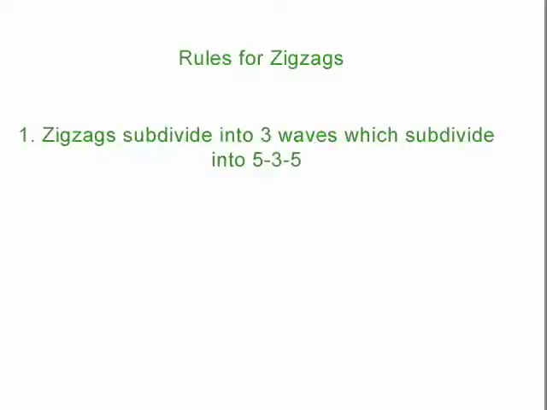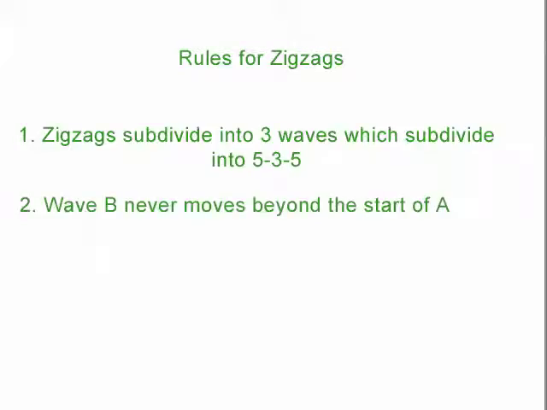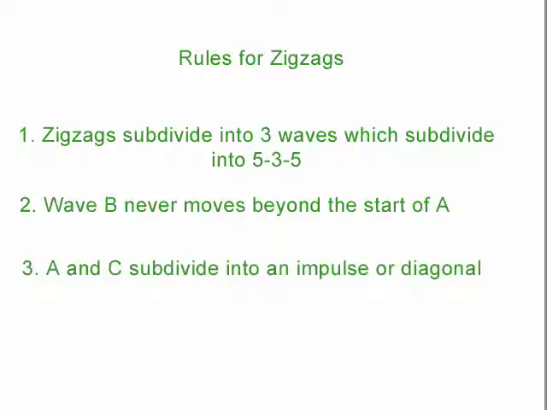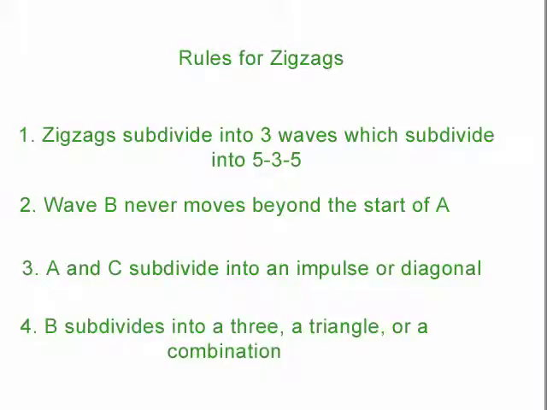These are the main rules for zigzags. A zigzag should always subdivide into 3 waves, which subdivide into 5, 3, 5. Wave B within a zigzag never moves beyond the start of A. Waves A and C can only subdivide as impulses or diagonals. And the B wave within a zigzag must subdivide into a 3, a triangle, or a combination.